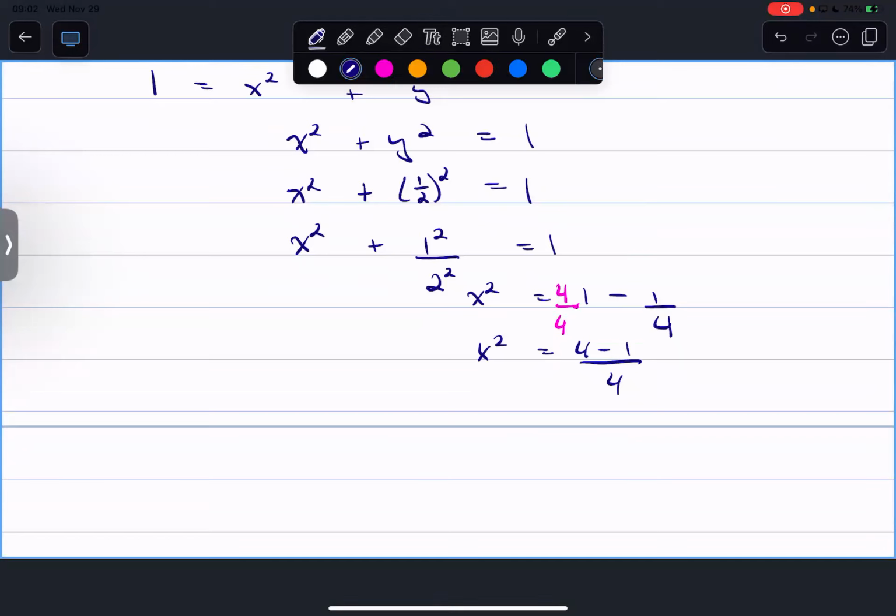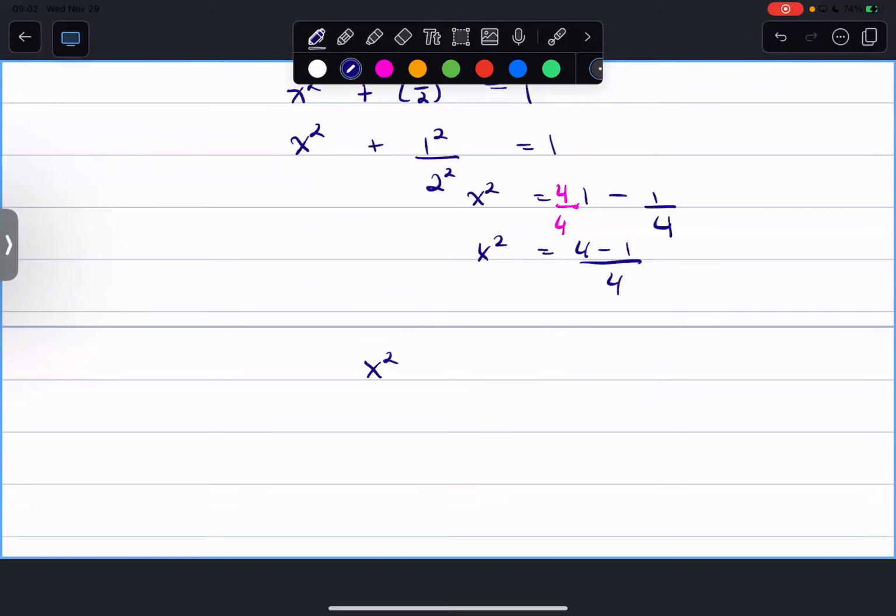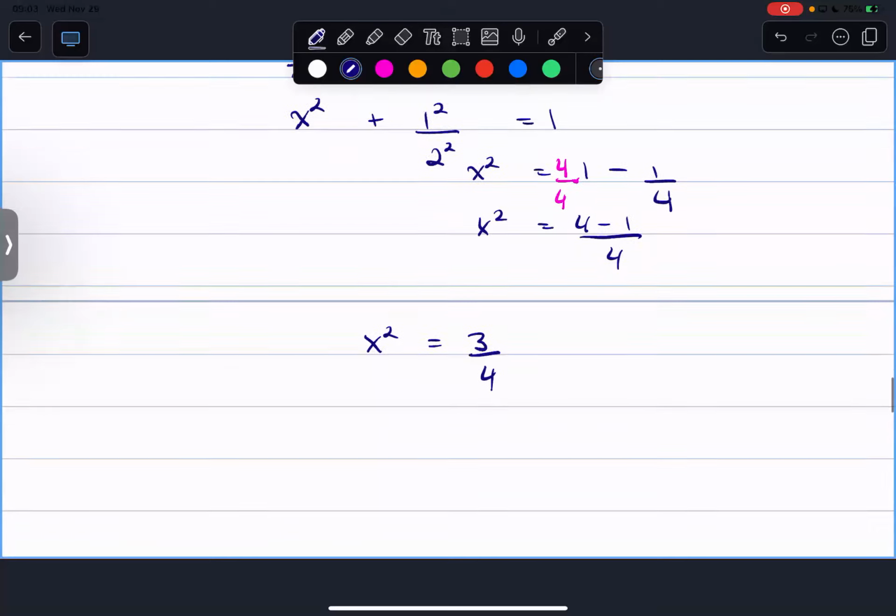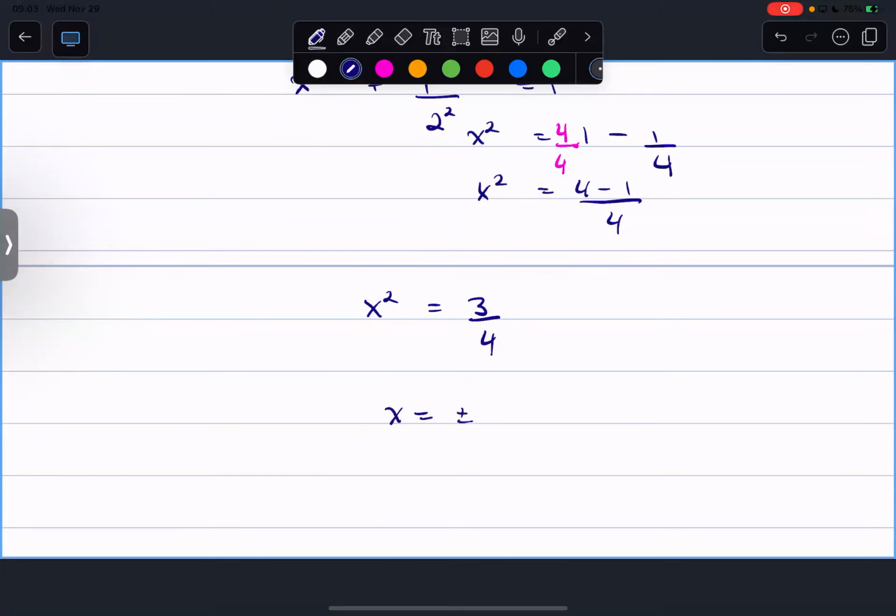It's driving me bonkers that these lines at the page break don't line up. But x squared is 3/4. So now solving for x, I take the square root of both sides. x is plus or minus the root of 3/4, which is some value.